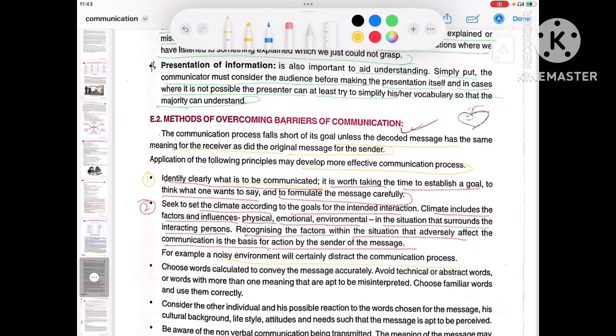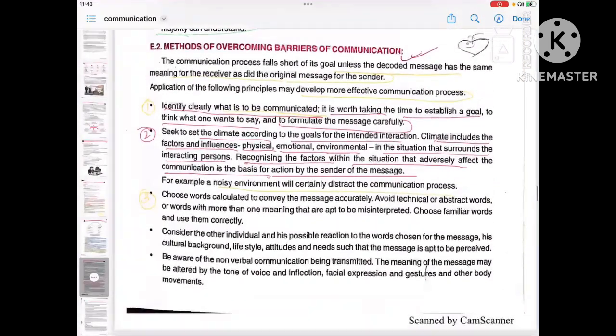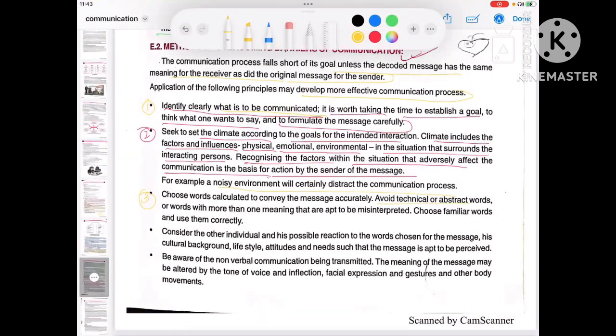And the third one is: choose words calculated to convey the message accurately. Avoid technical, abstract words or words with more than one meaning that can be misinterpreted. Choose familiar words and use them correctly. Yes, obviously, use familiar words and say it in a short way.